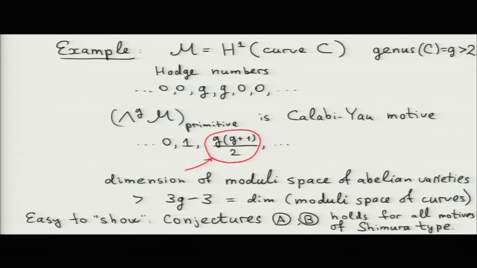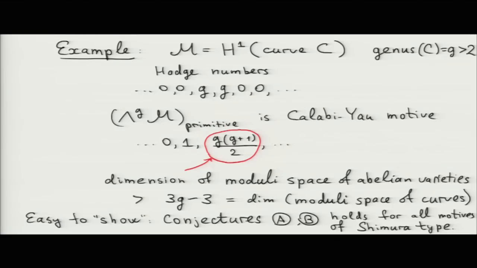The group which acts on this H1 is the symplectic group, so this will be an indecomposable representation. Take the primitive part, and for the primitive part, it will be Calabi-Yau motifs. Motifs with what Hodge numbers? The smallest one is 1. The first one is 1 because it is a Calabi-Yau motif.